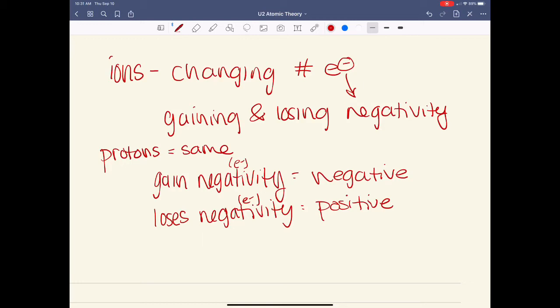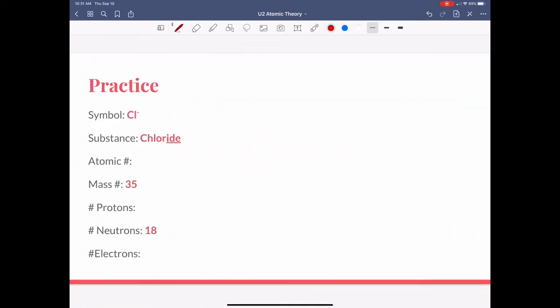All right, so that's one way to help you think about how the charge is impacted by gaining and losing negativity. So let's look at some examples here. So you have these practice ones in the bottom of your notes. Let's look at chlorine. So what we call the chlorine ion is chloride, and we'll get into that a little bit more in your naming unit. But let's take a look at chlorine.